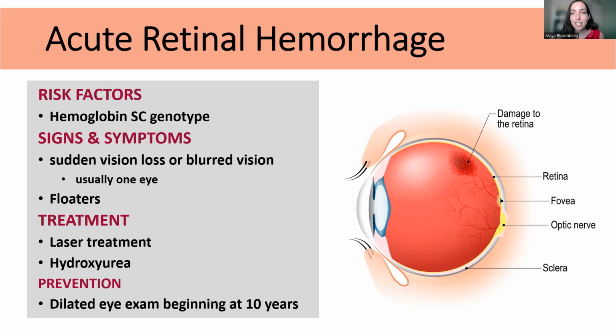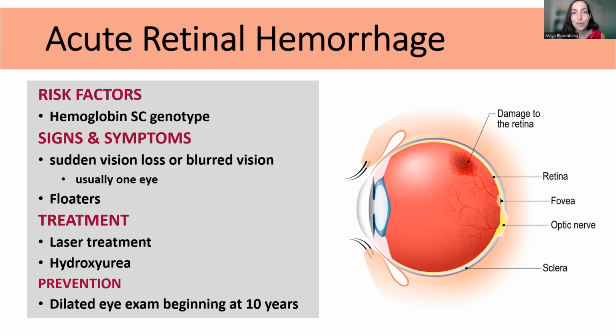Definitely want to get that checked out because you only have two eyes, and we definitely want to make sure that they stay good, because some patients it's reversible. Other patients, depending on the degree of it, you could have permanent vision loss. Treatment includes laser treatment. So we want you to get your dilated eye exam beginning at the age of 10.